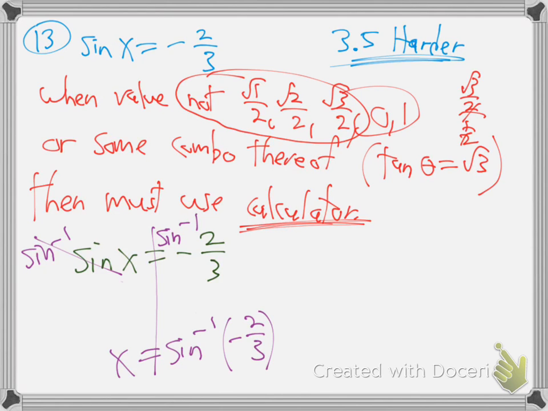Take out your handy-dandy calculator. They want us to be in radian mode, so make sure you're in radian mode. Go to my mode button here. I'm in degree. Got to go to radian. Okay, and then hit sine inverse of minus 2/3. I'm getting x equals negative point. I don't know how many decimal places they want. 7297.